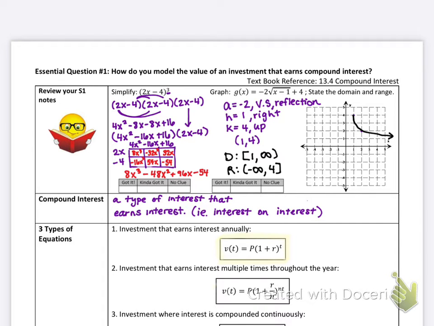The first one deals with interest annually. So if we earn interest annually, we would use the equation P(1 + r)^t. And if we earn interest multiple times through the years, meaning that it's compounded not just once, but several times throughout the year, we would use the second formula, P(1 + r/n)^(nt). And I'll explain what P, r, n, and t represent on the next slide.